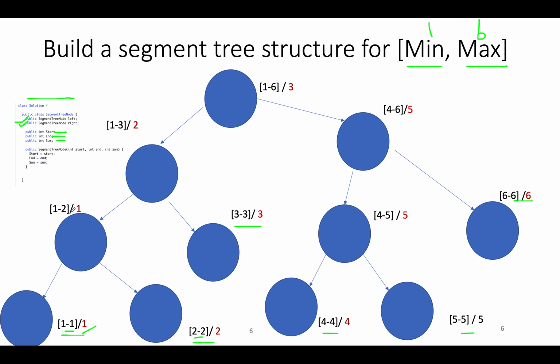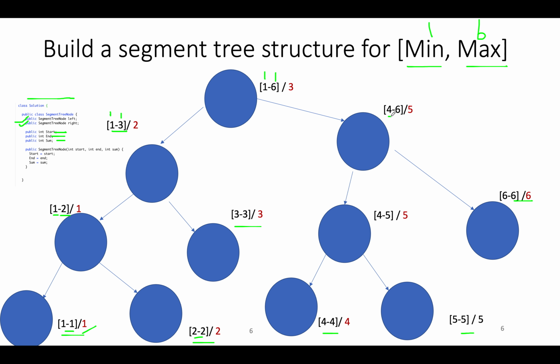So this node covers two nodes internally. The first node index, the one node index is the starting index, and 2 is the ending index for this node. For this node, 1 is the starting index and 3 is the ending index. For this node, 1 is the starting index and 6 is the ending index.